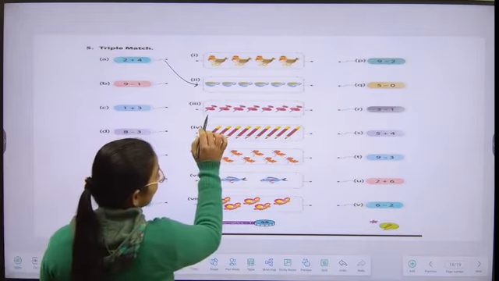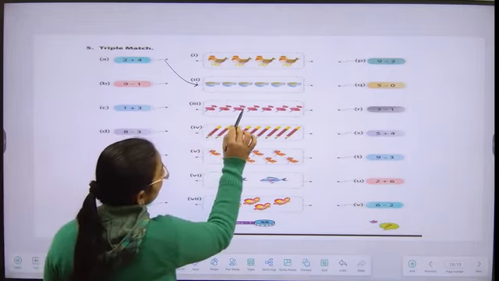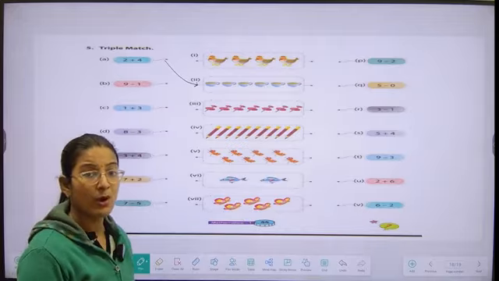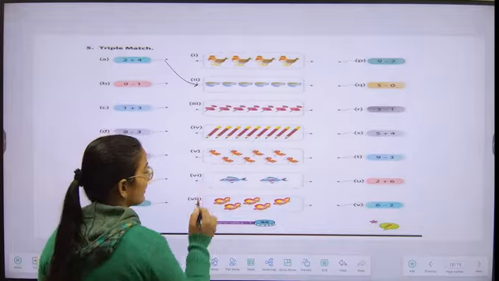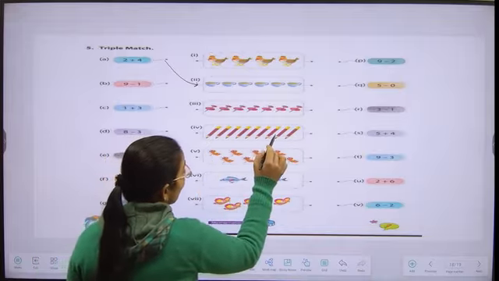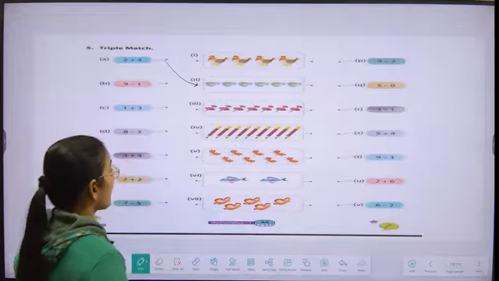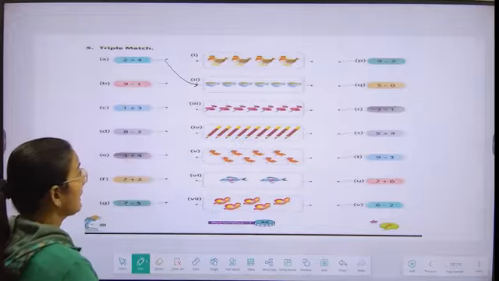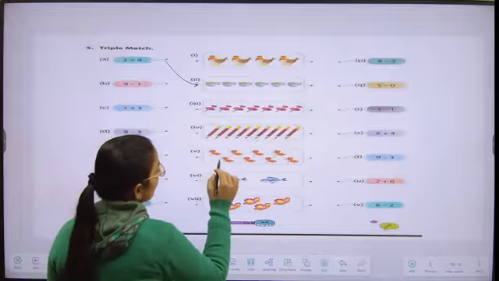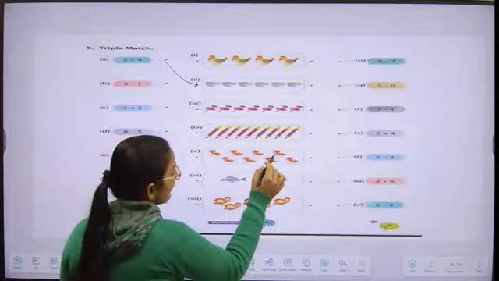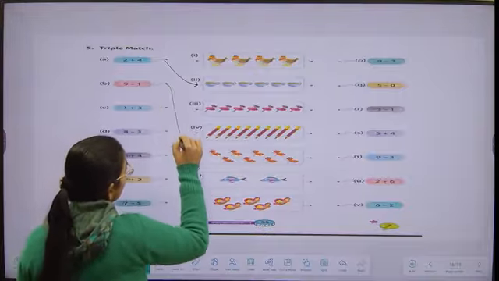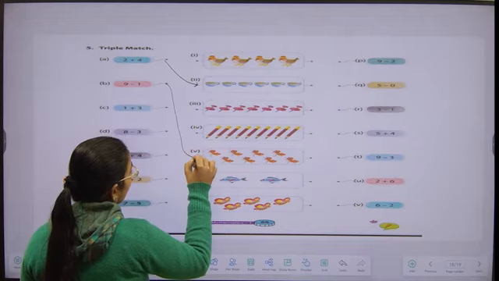Let's start counting with these pins. 1, 2, 3, 4, 5, 6, 7. These are 7, but we want 8. Let's start counting the pencils. 1, 2, 3, 4, 5, 6, 7, 8, 9. These are also 9. We want the 8. Let's start counting these flies. 1, 2, 3, 4, 5, 6, 7, 8. So these flies are 8. So we have to match with this.